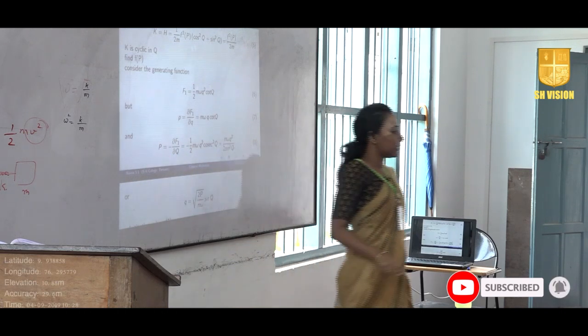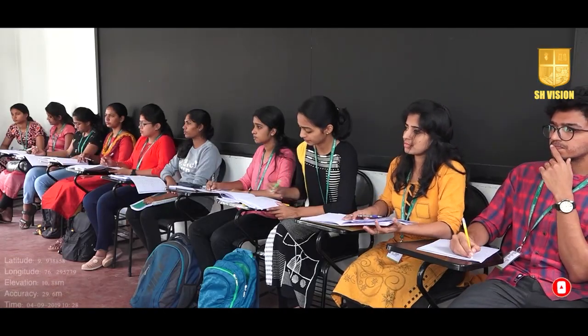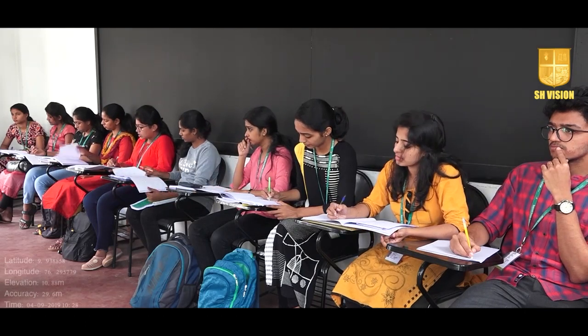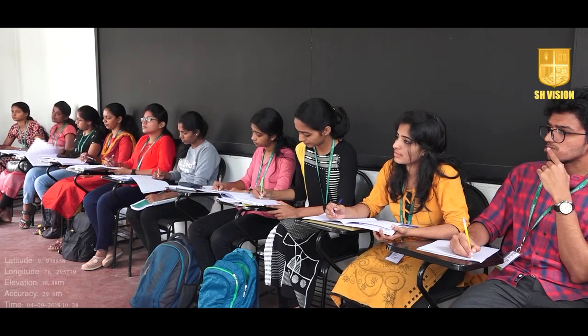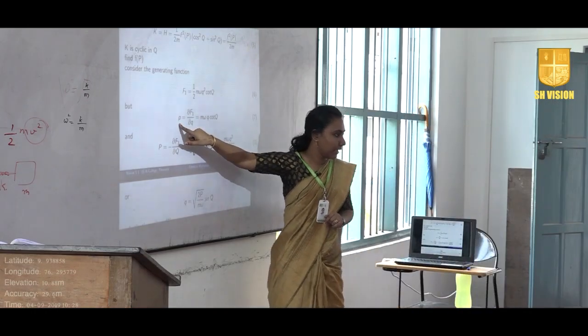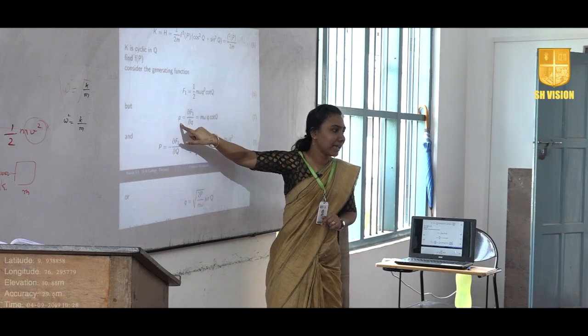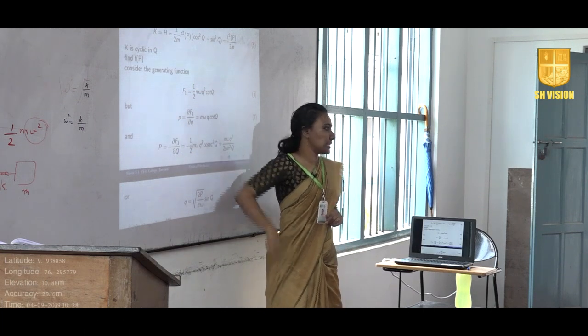And what is the generating function F1? Which are the variables it depends on? Small q, capital Q and t, and you have this p and capital P.